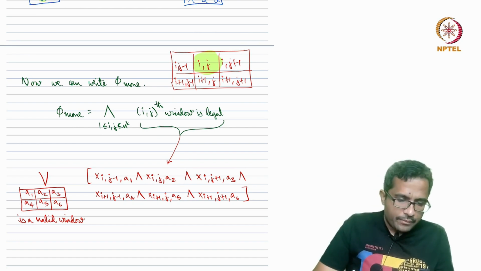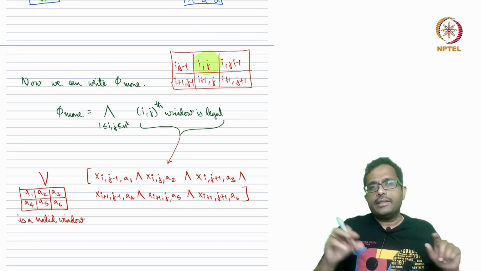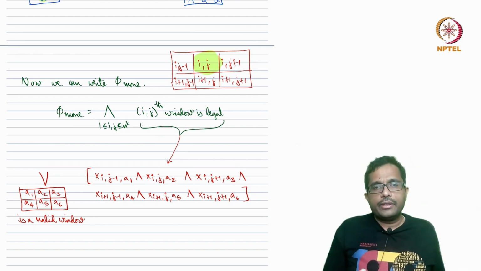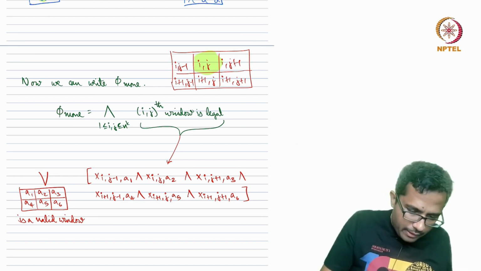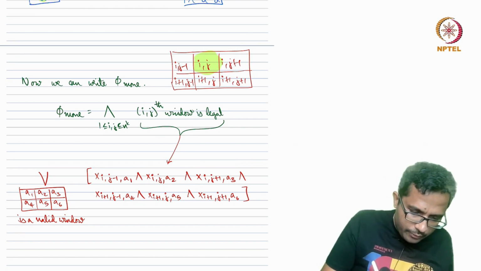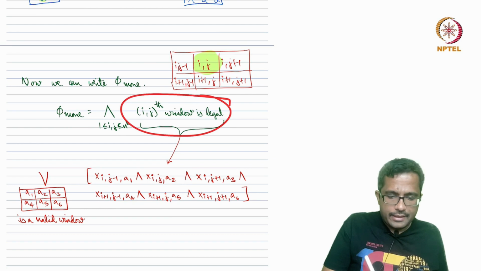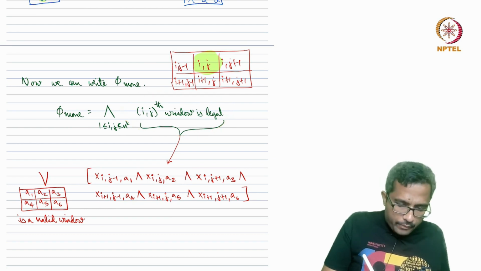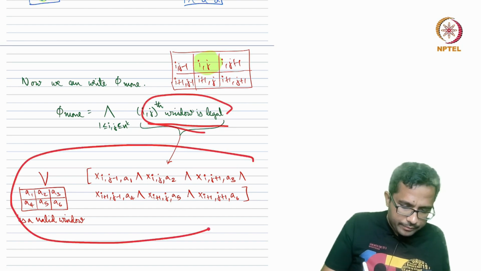So what I mean is, we look at all the windows and check whether each window is a legal window by exhaustively going through the list of valid windows. So we'll check whether it is legal. How do we check it is legal? We know the variables here, right? What we do is, each term like this is expanded like here.